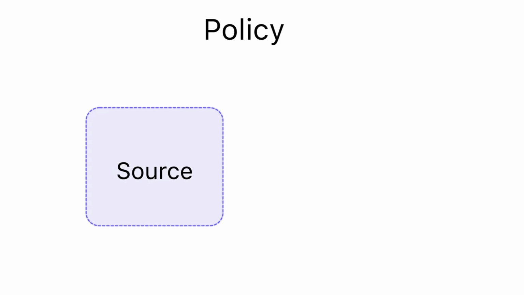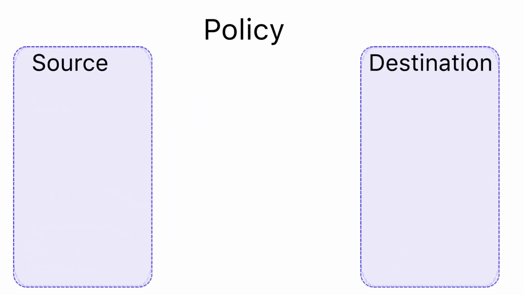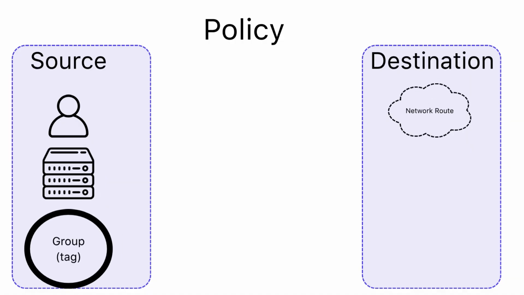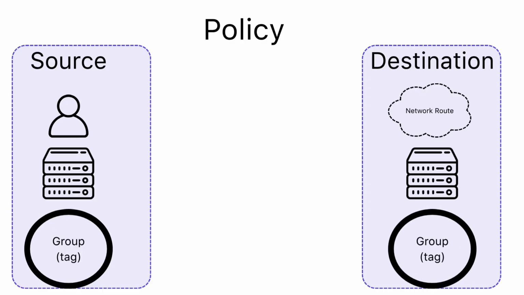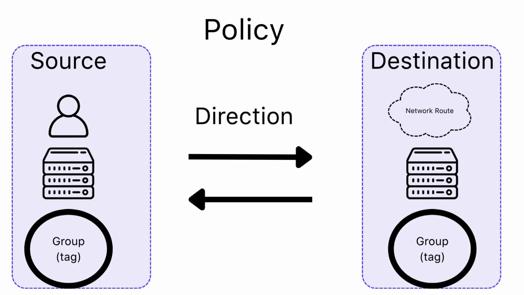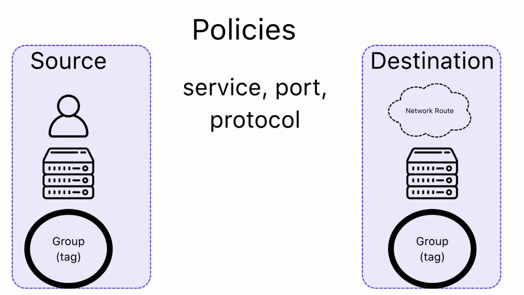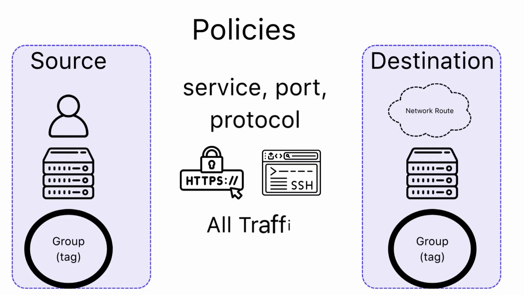First, you specify a source and a destination. The source could be a user, a device, or a group of these, which is defined with a tag. A destination could be a network route, a device, or, once again, a group. You then define which direction of traffic is allowed, either in only one direction or bidirectional. Lastly, you define the allowed service, port, and protocol. This could be web traffic, SSH, or any other type of traffic required.